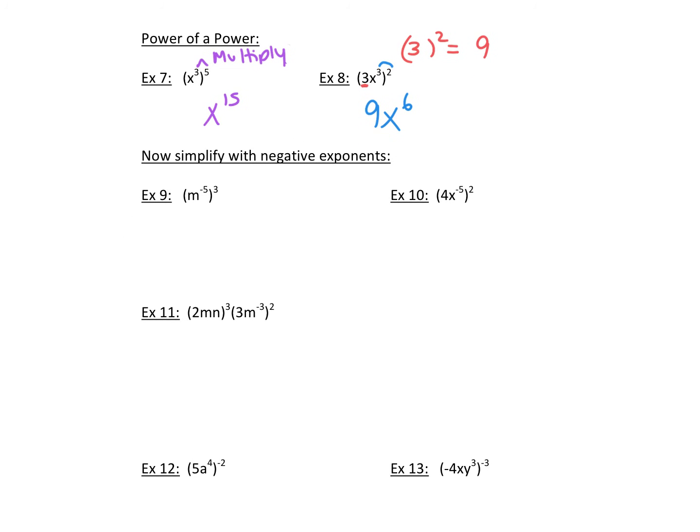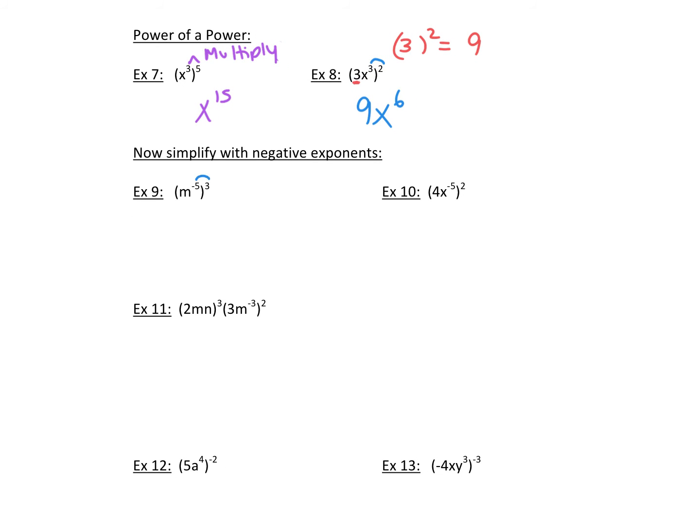So looking at example 9, remember, you're just multiplying negative 5 times 3. Negative 5 times 3 is 15, so this is m to the negative 15th. Okay, negative 5 times 3 is negative 15. I don't know if I said that. Now that gets simplified. Remember, you can never leave a negative exponent in your answer, so it's the reciprocal 1 over m to the 15th.